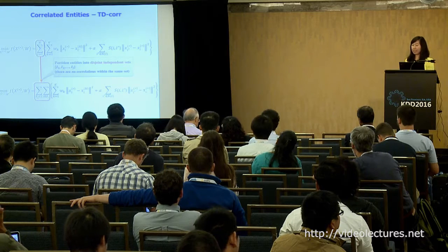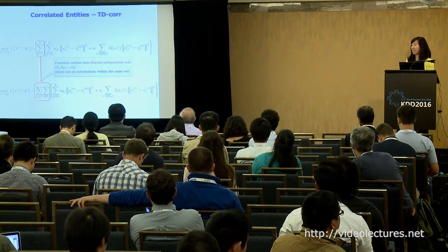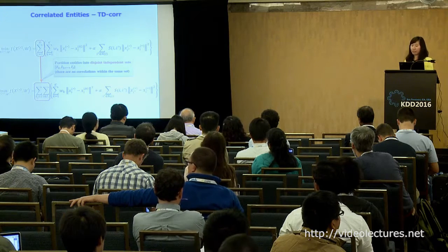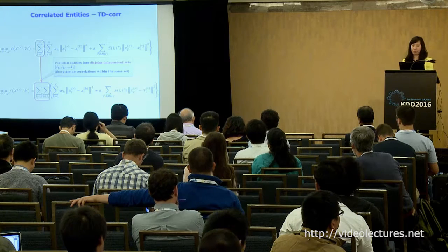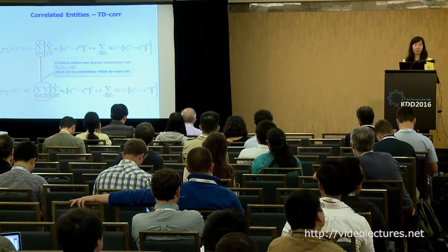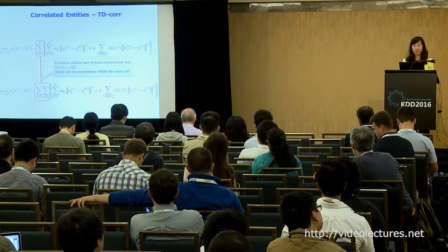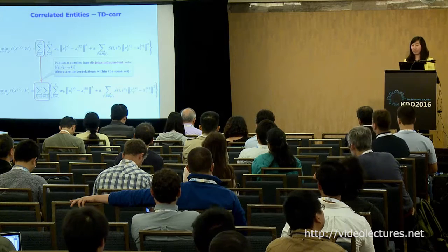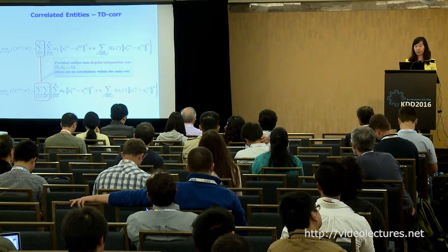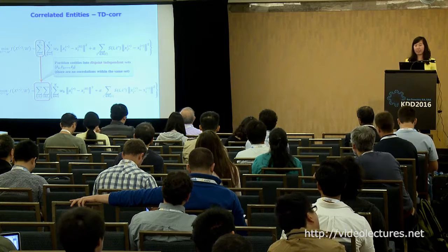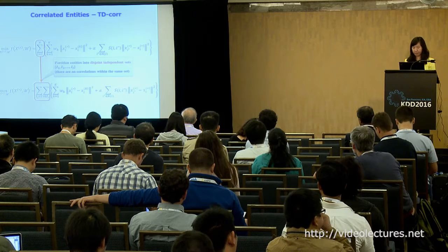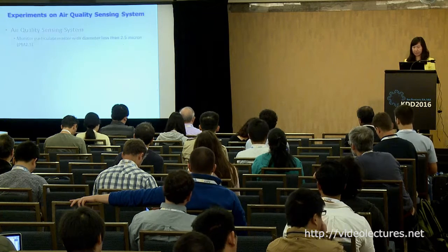We partition the entities into disjoint independent sets. Within each set, there are no correlations. Here I didn't talk about the details, but we developed several approaches to do this partition. After we partition them into these disjoint independent sets, we can update the truth of each entity within each independent set, and then conduct this iteratively. So that's the basic idea.